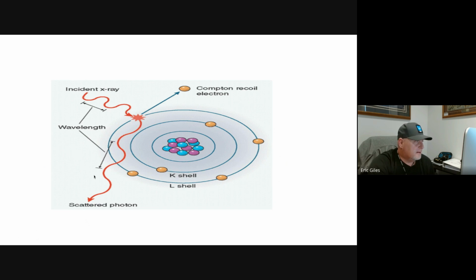It's the one that can wreak havoc on the contrast of our images. So that's Compton, where it hits an outer shell. The electron is released as a Compton electron, but it also releases a scatter photon, which can be detrimental to our image and ourselves.